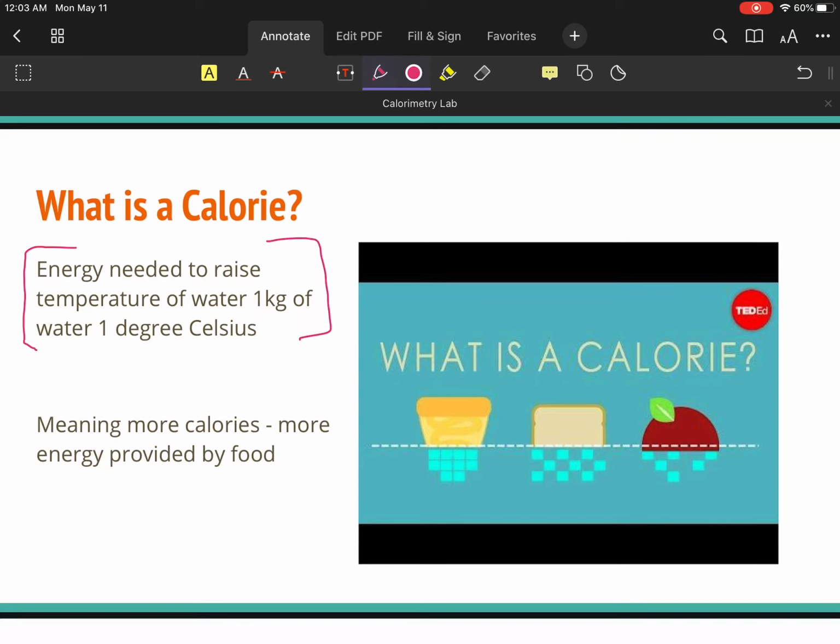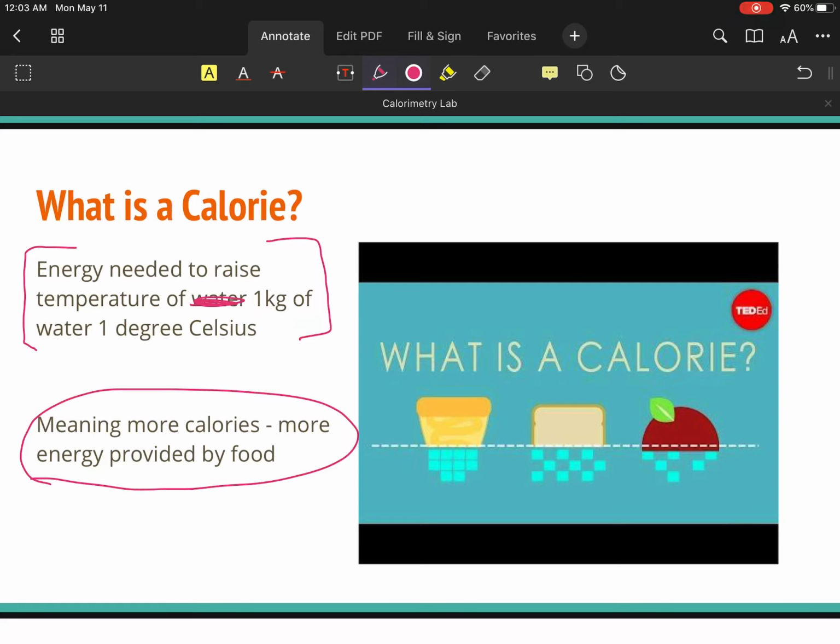of water 1 degree Celsius. Okay, so basically we're talking about energy that's being transferred. Basically this is the gist: the more calories, the more energy that's provided by that food.